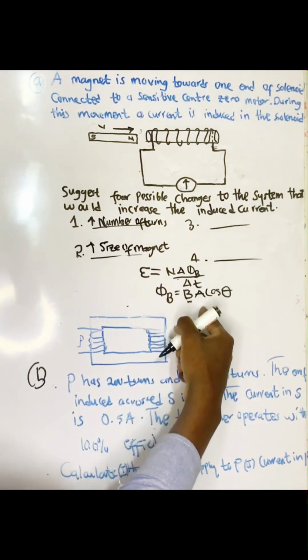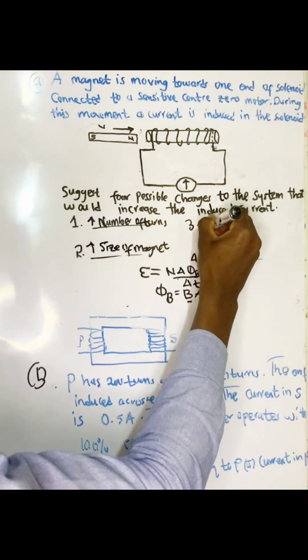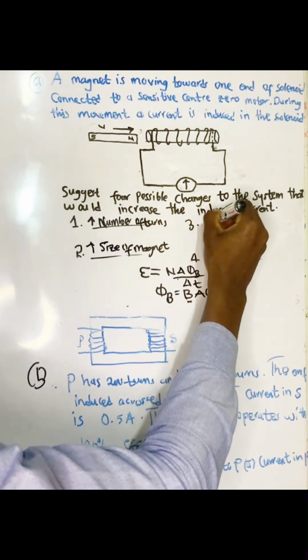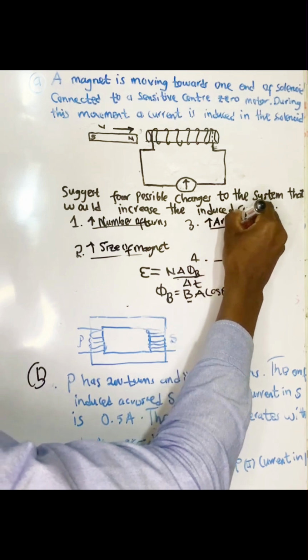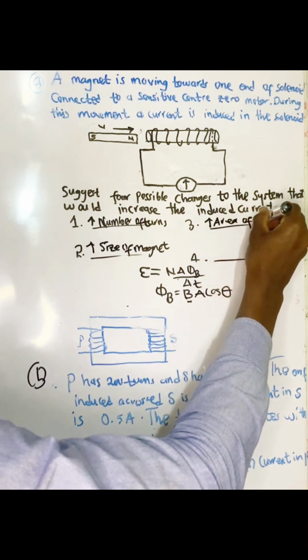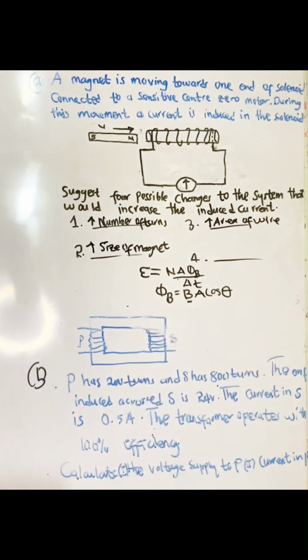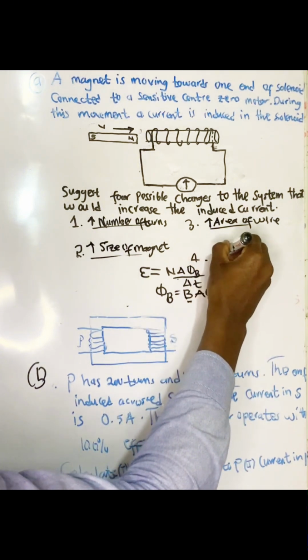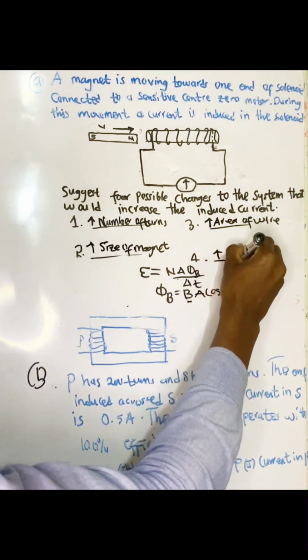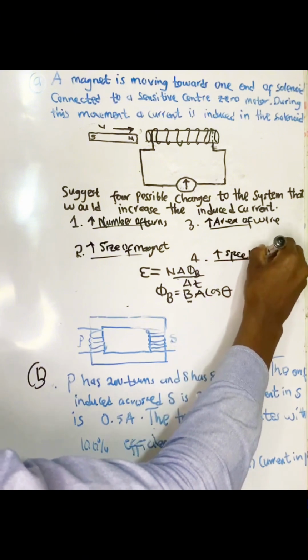And the third one, I said we should also consider increasing the surface area of the conductor or the wire. So we have to increase the surface area of the wire. And then finally, we have to increase the speed of the magnet.